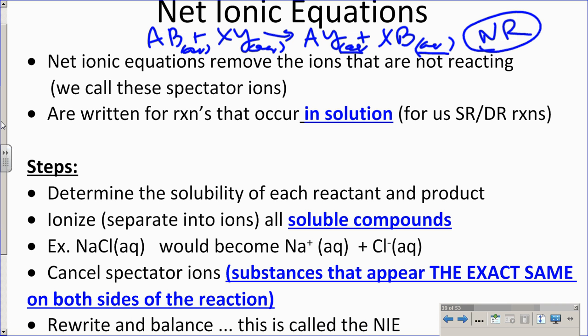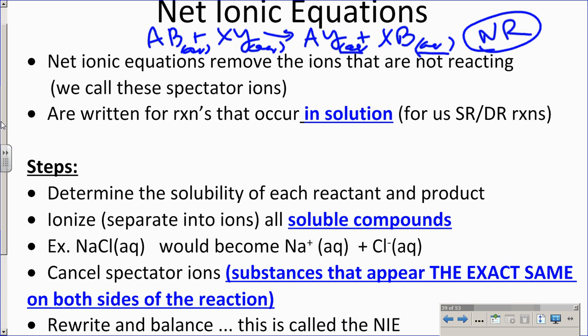Chlorides. What's the rule for chlorides? Always soluble except for the exceptions: heavy metals, silver, lead, mercury. So this one's going to precipitate down. This is insoluble and these are soluble. So now we've got a reaction happening. We can see the chemical change. We can see the evidence of a chemical reaction.